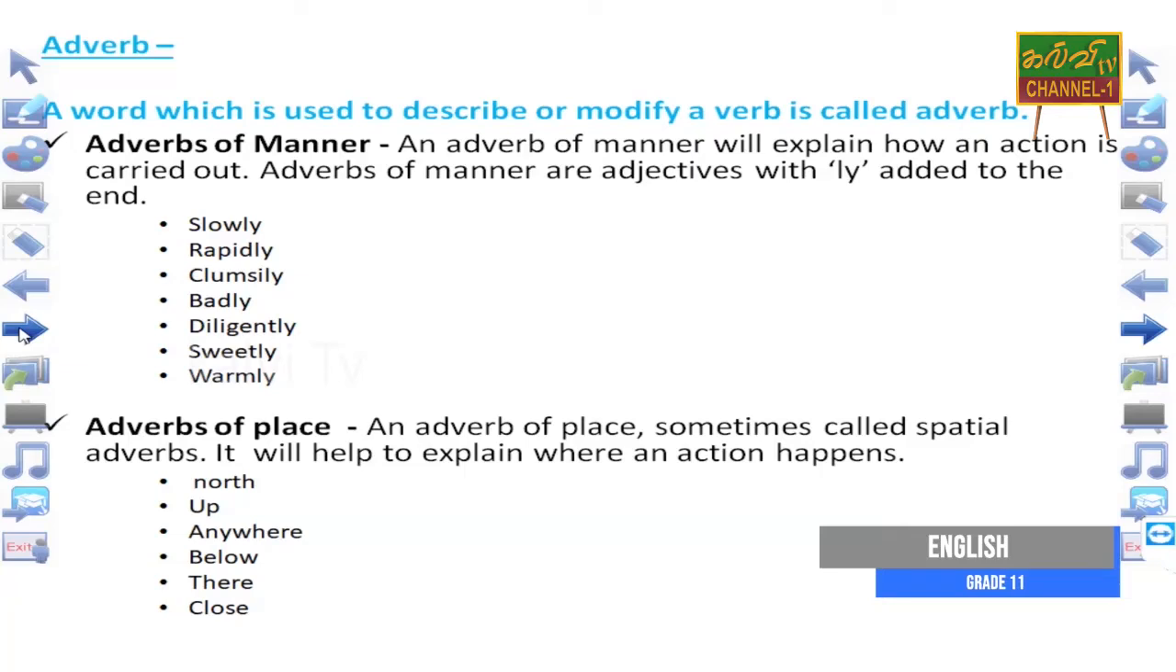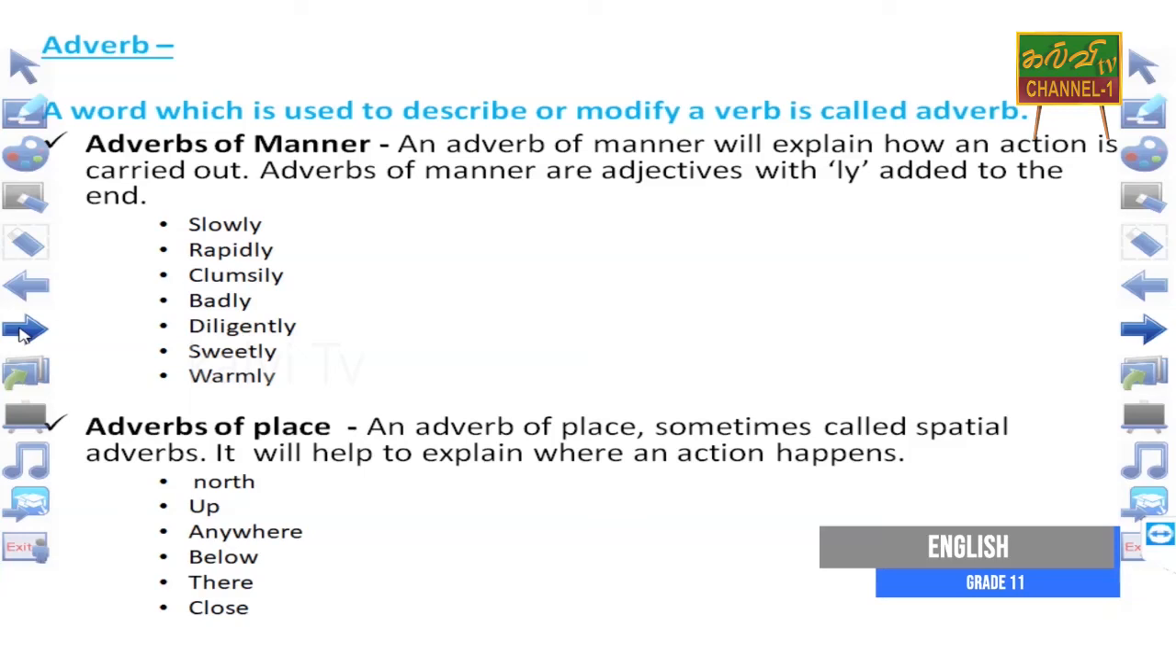Look at the definition. A word which is used to describe or modify a verb is called an adverb. We can categorize the adverbs also. The first one is adverbs of manner. An adverb of manner will explain how an action is carried out. Adverbs of manner are adjectives with ly added to the end. If we add ly to the adjective, it can be changed into an adverb. Slowly, rapidly, clumsily, badly, diligently, sweetly, warmly.